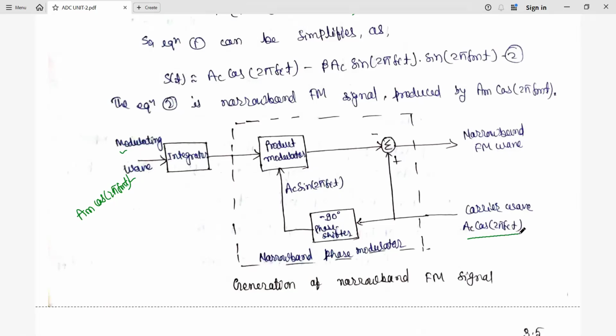Another is the carrier signal Ac cos 2 pi fc t. It is given directly to the summer, and also through a minus 90 degree phase shifter to the product modulator. So the input to the product modulator is Ac sine 2 pi fc t. One input is Ac sine 2 pi fc t, and the other is the integrated output. That gives us the DSBSC signal here. We obtain it in this format, which is why it is taken with the minus sign, and Ac cos 2 pi fc t is the direct carrier signal given to the summer. So finally we get the narrowband FM wave.